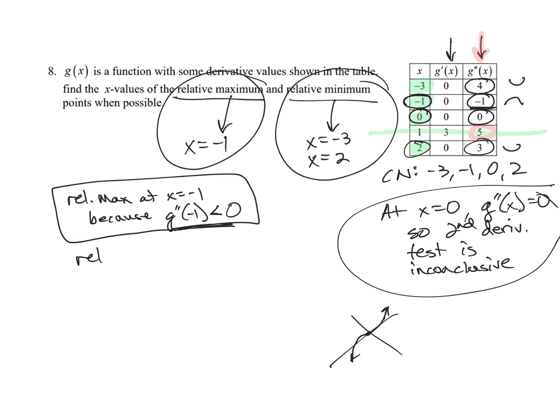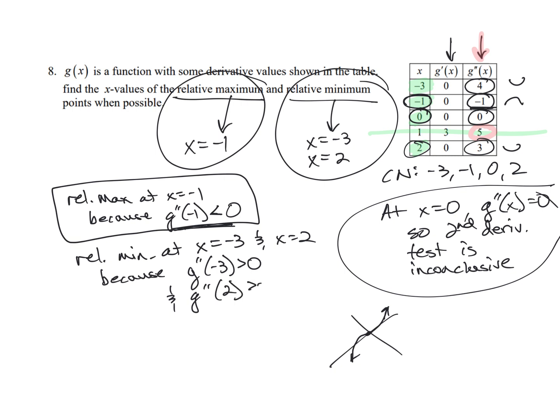And then you'd say there's a relative minimum at x equals -3 and x equals 2 because, what would I say this time? G double prime of -3 is what? Yeah, greater than 0, and G double prime of 2 is greater than 0. So that would be explaining them on there if they asked you to explain. Okay? And we just don't know at 0 what's going on there.